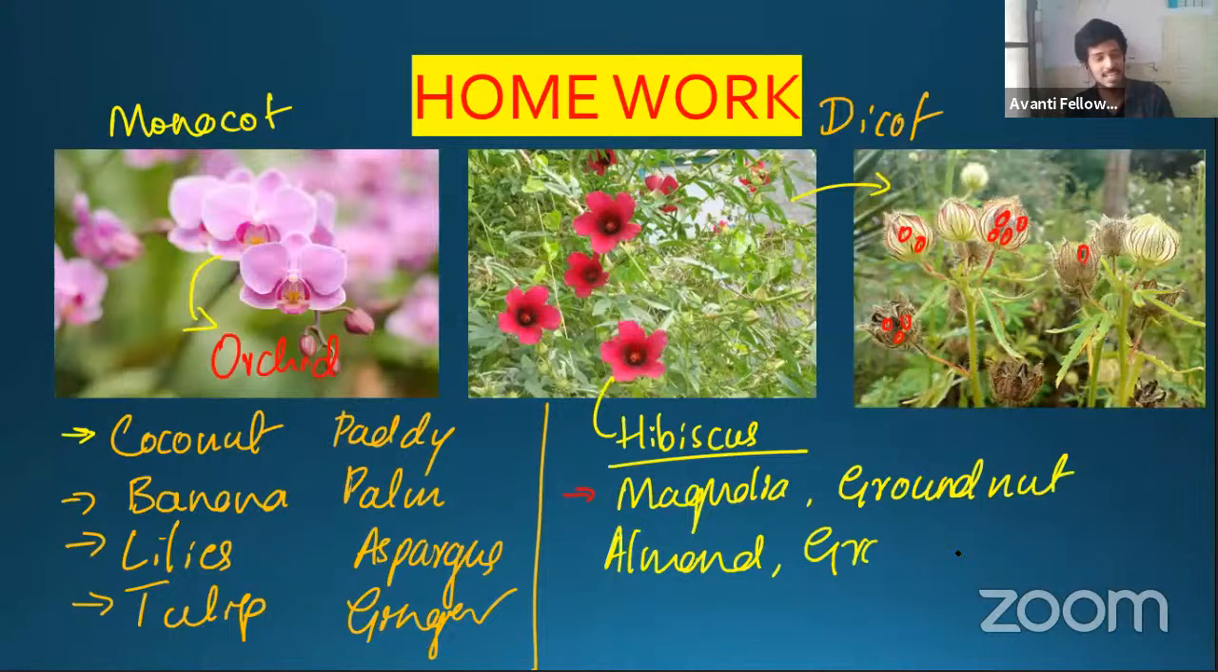Instead of saying all the names, you can simply say grams. All the grams, all the beans, all are dicot only, right? Hibiscus, rose. Most of the fruit trees are dicot only. Tomato, yep, all those things. Garlic is monocot. Ginger and garlic both are monocot. Ginger, garlic, onion, all of them are monocot and belong to family Liliaceae.